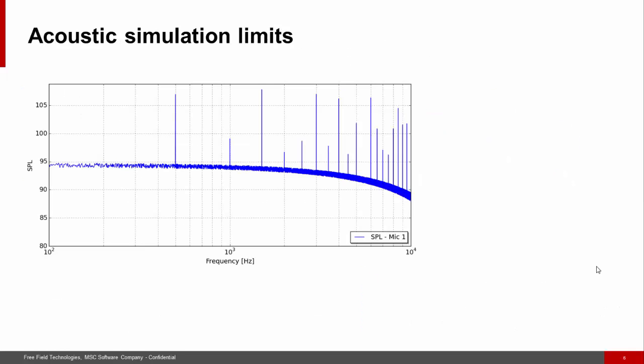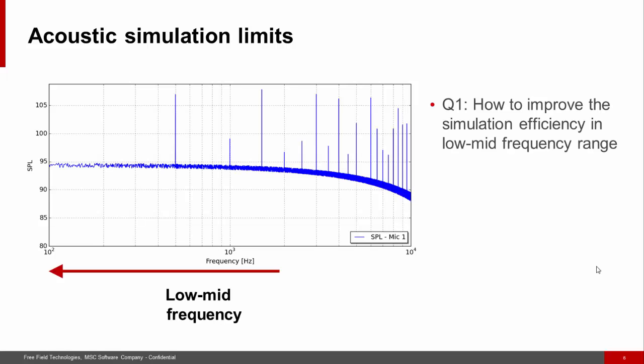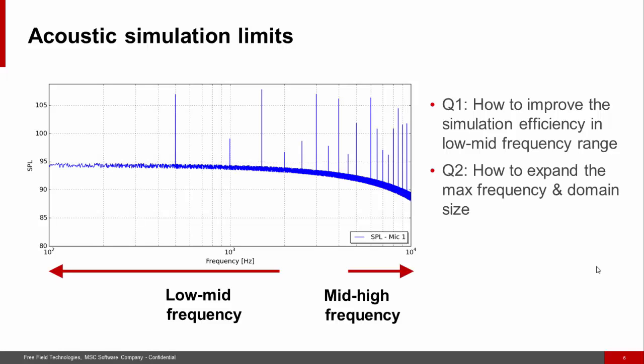To understand what kind of challenges we have to face when we aim at improving the efficiency of acoustic simulations, let's consider a generic frequency spectrum first. In order to improve the simulation accuracy, we have to first consider the low to mid frequency range. Second, we have to expand the maximum frequency or the domain size, although the limit between these two bands is not easy to find and it is case dependent. We will see in the next slides how to define this limit when considering acoustic propagation. And third, can we even simulate ultrasonic acoustics if we need so?